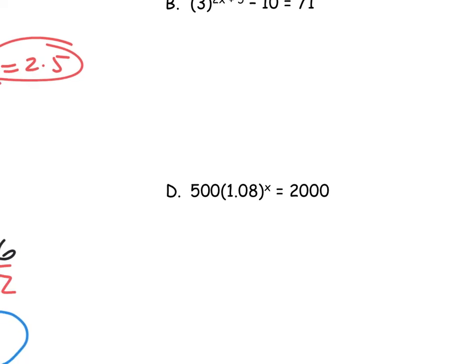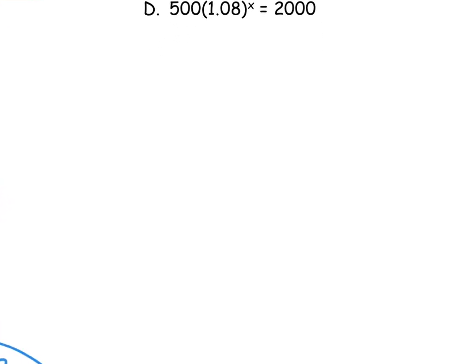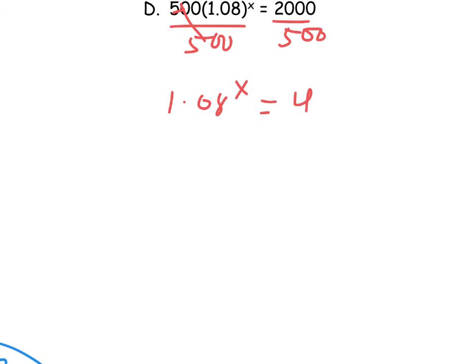Okay, I'm going to solve B last. I'm going to go to D right now. Now I got a decimal in there, 1.08, but that's my base. So let's get that by itself. I can't multiply 500 times 1.08. I got to divide by 500 because it's not to the x power. So these cancel out, and I get 1.08 to the x equals, in this case, 4.